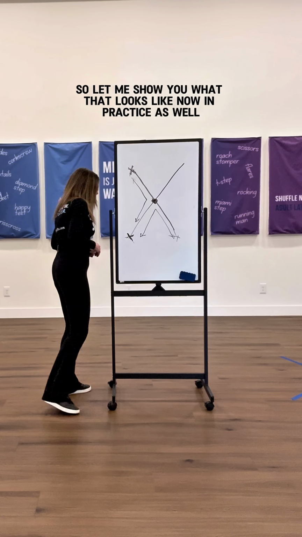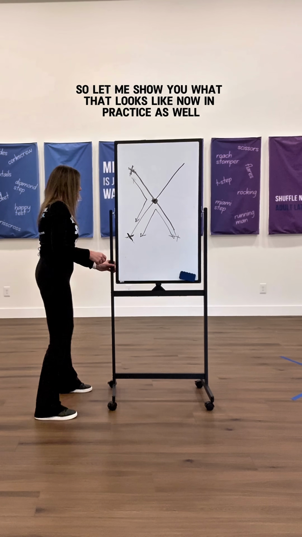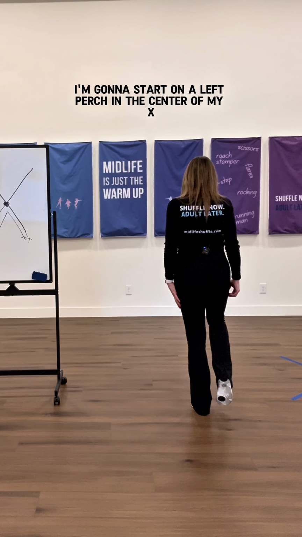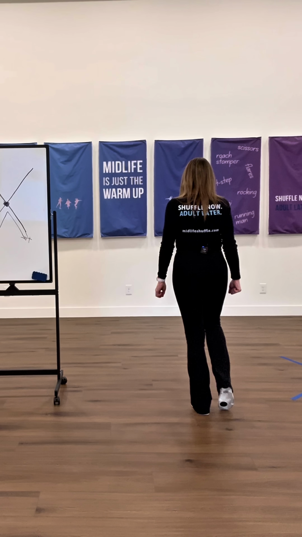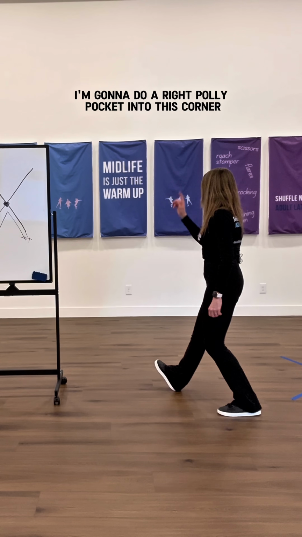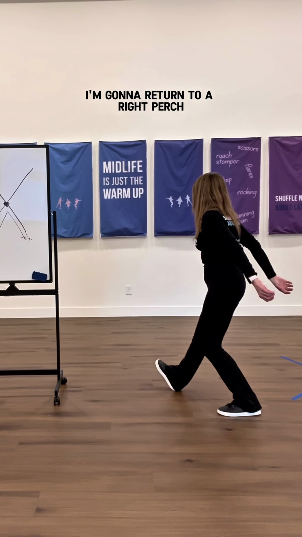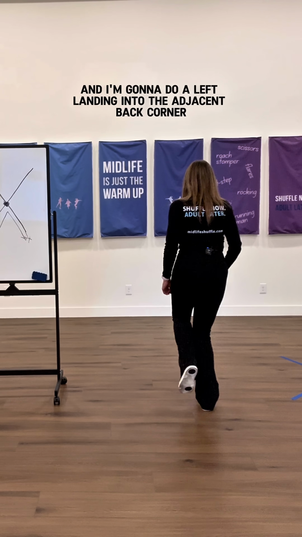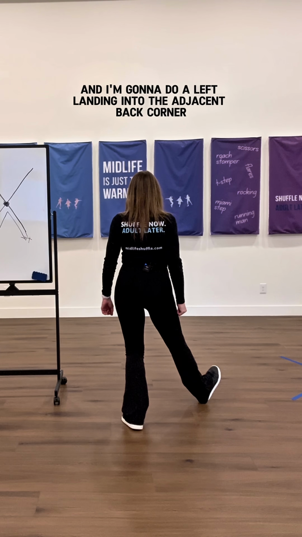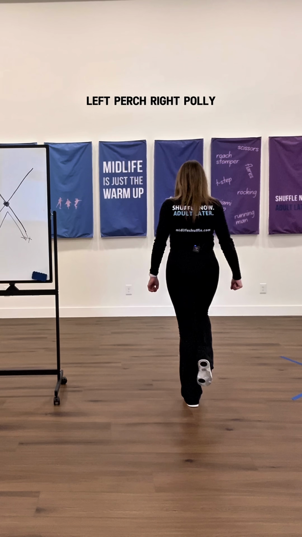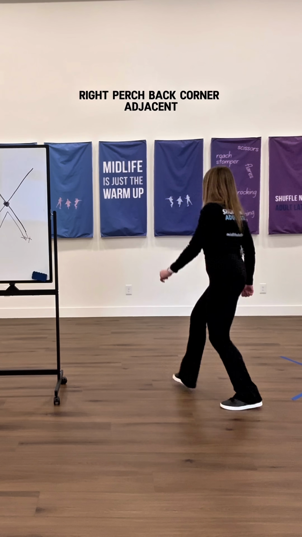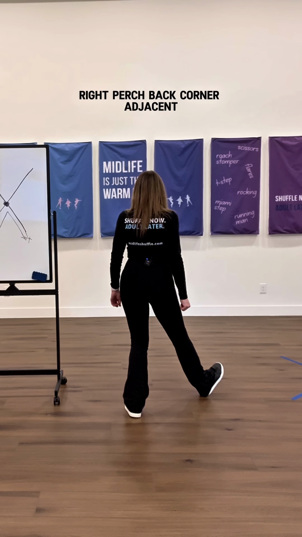So let me show you what that looks like now in practice as well. I'm going to start on a left perch in the center of my X. I'm going to do a right Polly Pocket into this corner. I'm going to return to a right perch, and I'm going to do a left landing into the adjacent back corner. Left perch, right Polly, right perch, back corner adjacent.